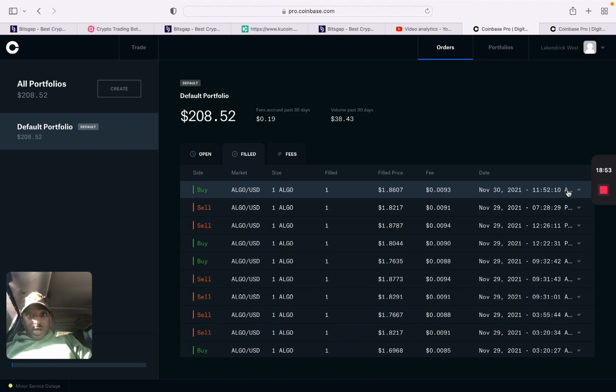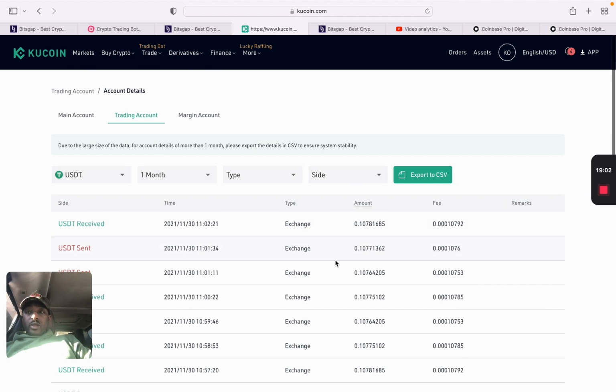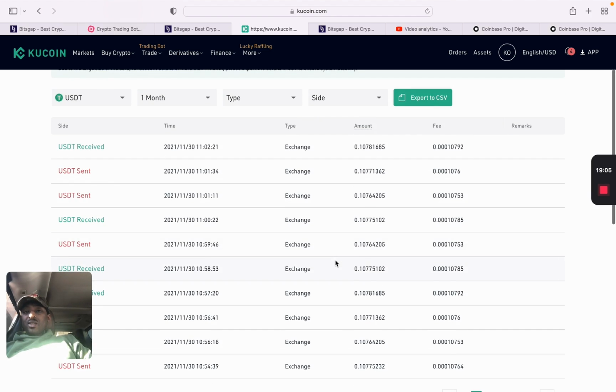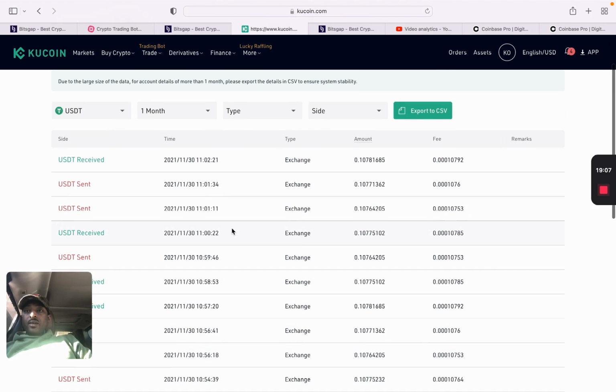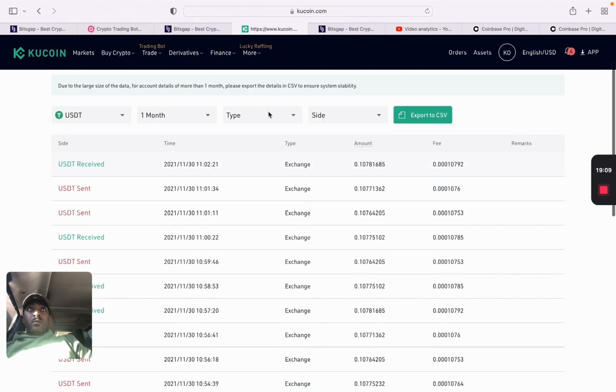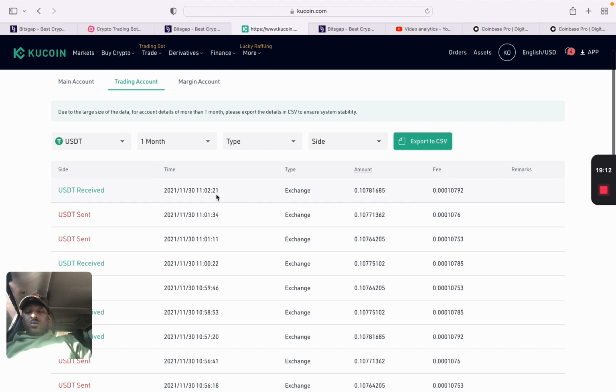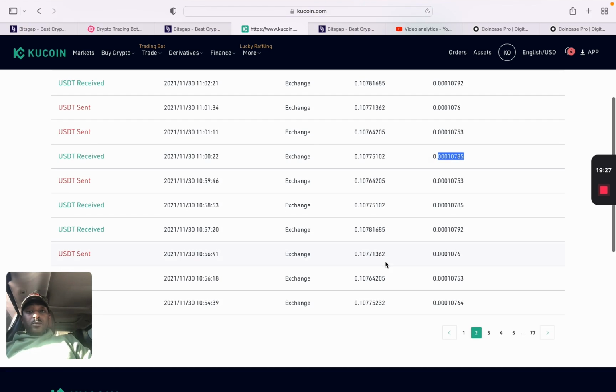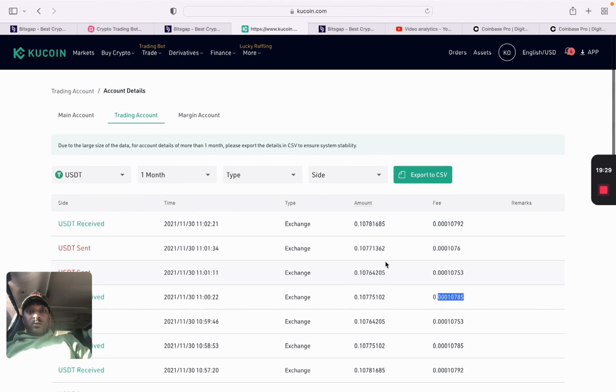And then same thing over here. If I go into my KuCoin, you can see my fees over here as well, right? This one has done almost 1,000 different trades for me in the last 24 hours. You can see the fees are all being taken care of through KuCoin, and I'm still making my profit as well. So not bad, right?